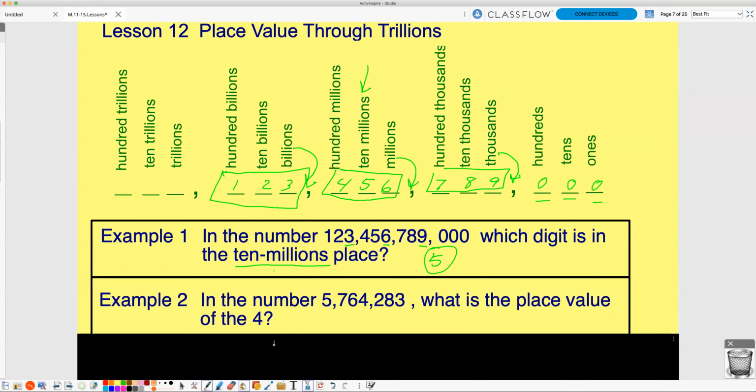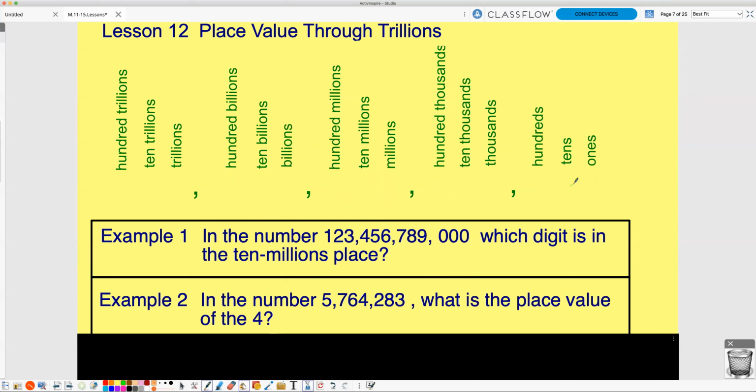Let's look at example 2. In the number, what is the place value of the 4? Let me just clear my place value chart again here. And I'm going to add these in. I've got the 5. I'll just add it in from the right, so I'm sure to have the proper spacing. This 4 would go here, 6, 7, and then the 5 would be right here. So this right here means it's 5 million. That's how you read that.